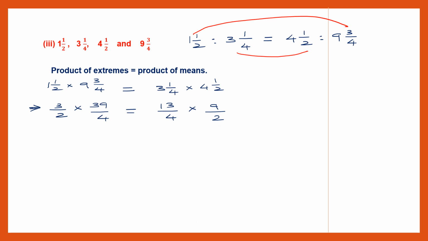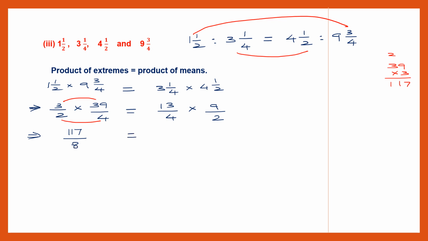In that case, we multiply the numerators. So let's multiply 39 into 3. 3 nines are 27, carry 2. 3 threes are 9 plus 2, 11. So we have 117 as the numerator, and in the denominator we have 2 fours, 2 into 4 is 8. So product of extremes is 117 by 8.